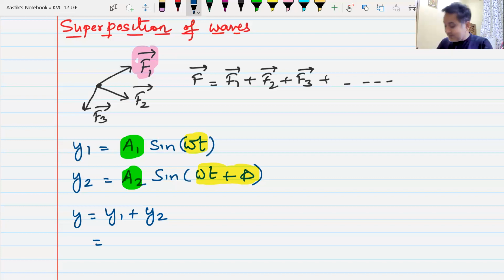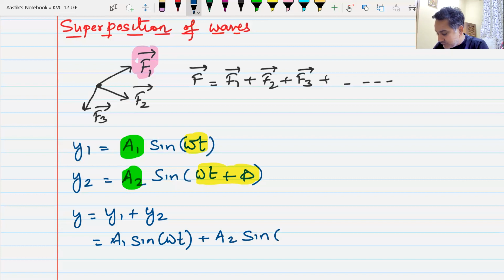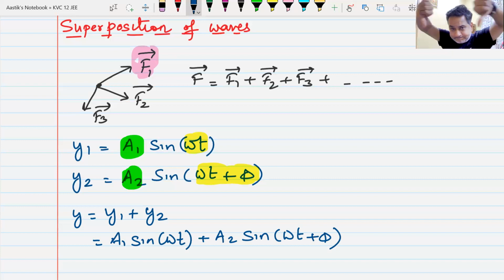Now how I'm going to add this is I'm going to write this as a1 sine omega t plus a2 sine of omega t plus phi. If omega becomes different, the addition becomes very, very difficult. Right now, even also it is not so simple. So far, so good. We understand up till here. Superposition of waves. Yes or no? Yes, sir.